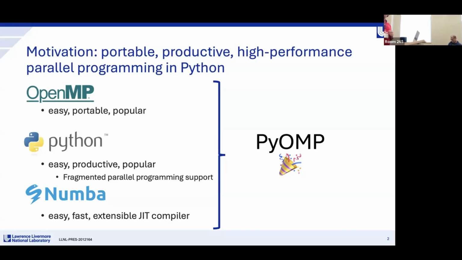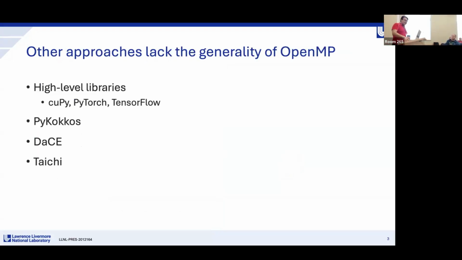And then the other key ingredient of creating PyOMP is Numba. Numba is a just-in-time, fast, easy-to-use compiler for Python that uses LLVM. So basically, PyOMP, that's the no-brainer. It takes all those things, puts them together, and what it gives you is the capability to do OpenMP parallel programming in Python, compiled through Numba so that you can get high performance.